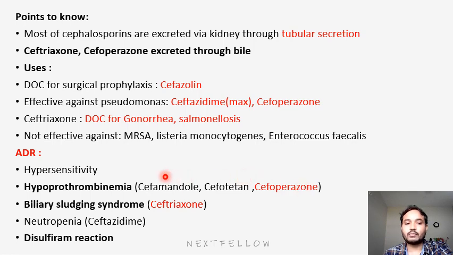Next, biliary sludge syndrome is caused by ceftriaxone. Next, neutropenia is caused by ceftazidime. Next, a disulfiram-like reaction occurs if these drugs are given along with alcohol. That's all. This is very important in cephalosporins. We have to remember the drug of choice and the side effects.